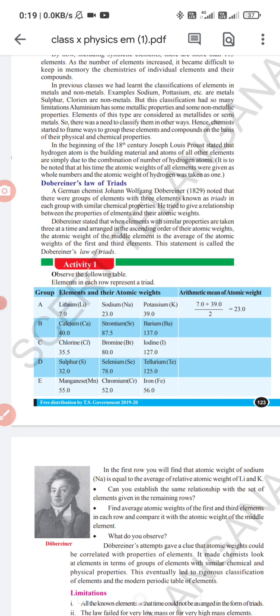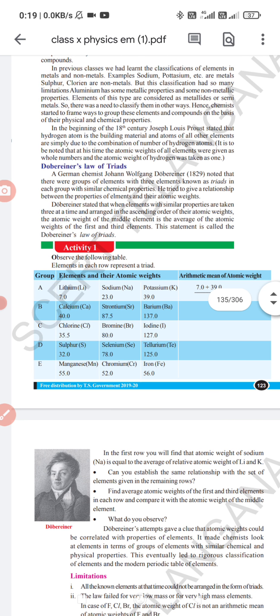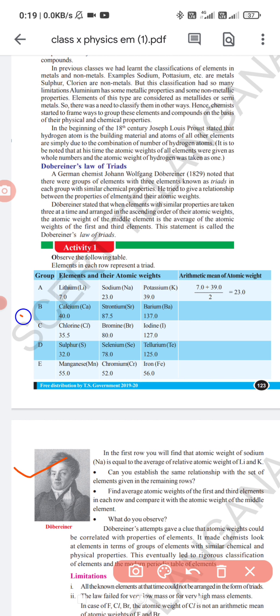In the same way, if you see the second group, which contains calcium, strontium and barium, we have three elements. If you take the average of the first and third element, that is 40 plus 137, divided by 2, and calculate it, we should get the atomic weight of the middle element, strontium. We don't get the exact value; we get some difference in the decimals. We don't get exactly 87.5. We may not get exactly the atomic weight of the middle element in all cases.